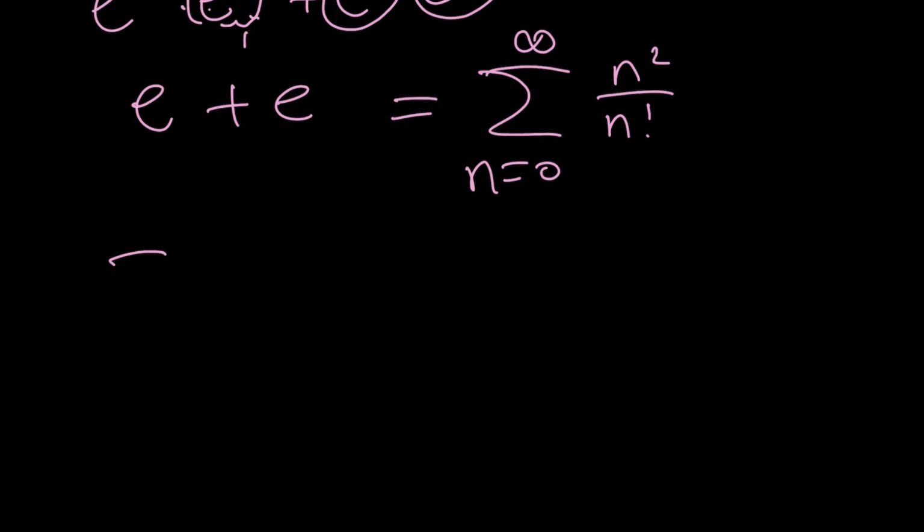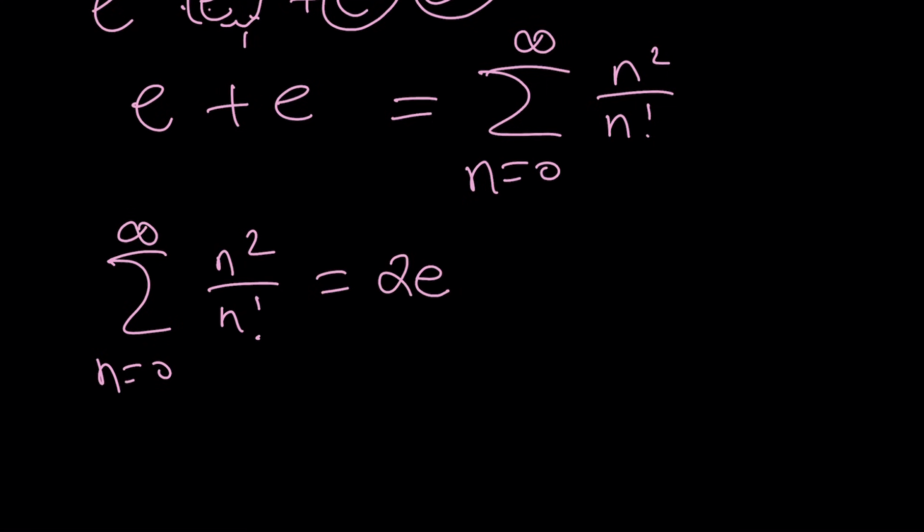So this infamous or famous sum that we were trying to evaluate is exactly 2e, and that brings us to the same value.